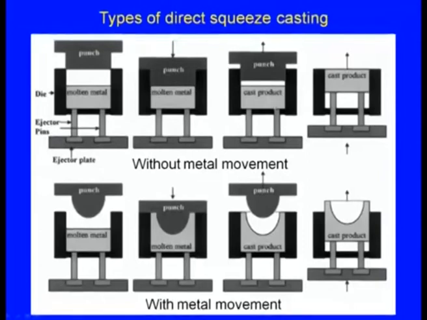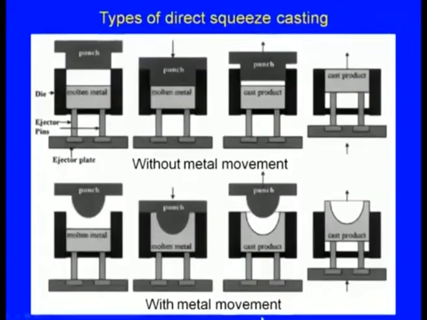After the application of the pressure and the solidification of the component, the punch goes up and the component is ejected. What we can see here is that there is no metal movement, only application of pressure, that is all. But in the case of the with metal movement category, let us see here.